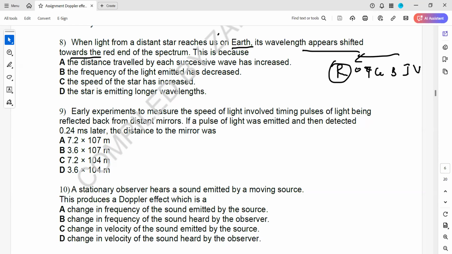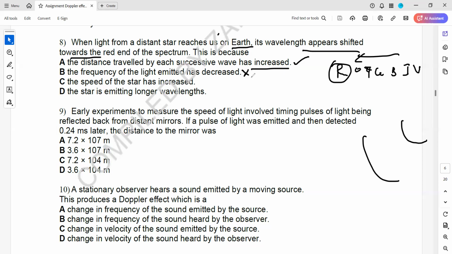Yes, the distance, because of the Doppler effect, as the source is moving away. So what will happen? The distance traveled by each successive wave has increased. That's right.